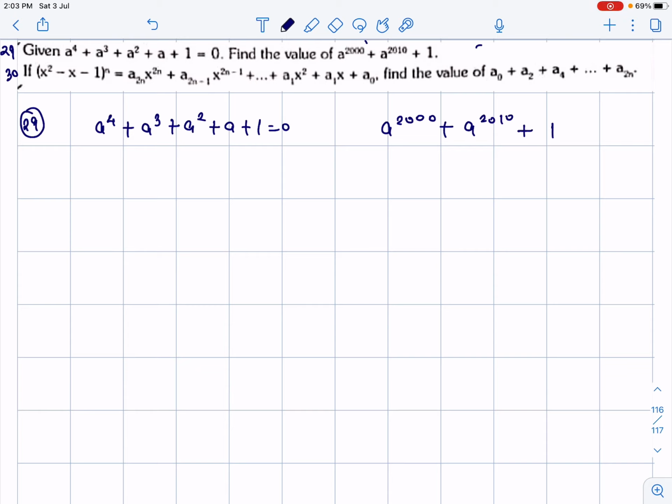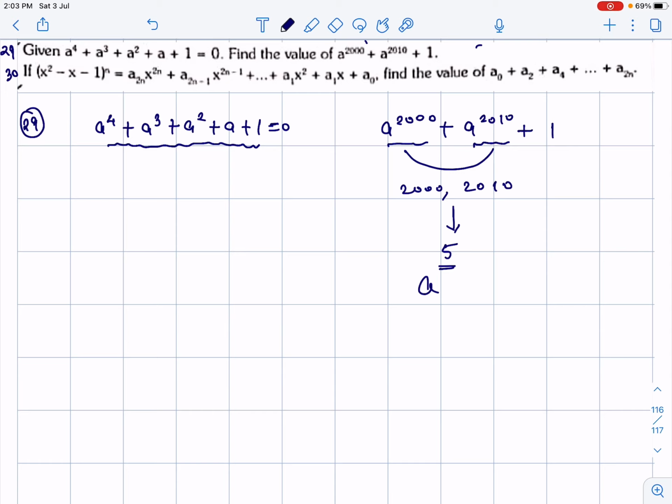So guys, to solve such a type of question I would have to make use of this equation to get the value of a^2000 and a^2010. I can see they have a common factor. 2000 and 2010 have a common factor: 2 is a common factor, then 5 is a common factor. So I will make use of the common factor 5. I will get the value of a^5 and write that value over here to get the value of the given expression.